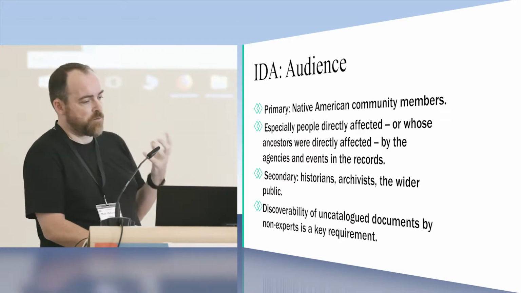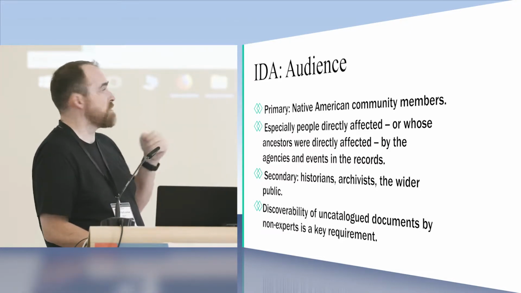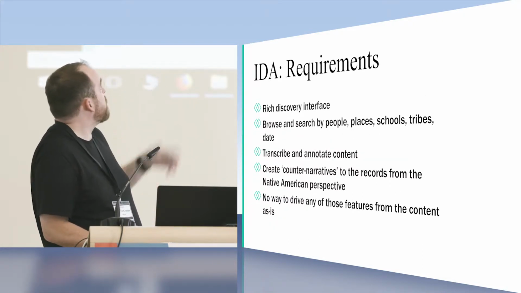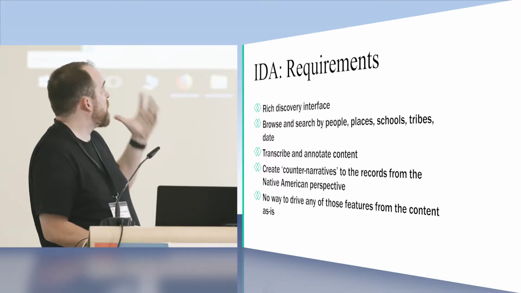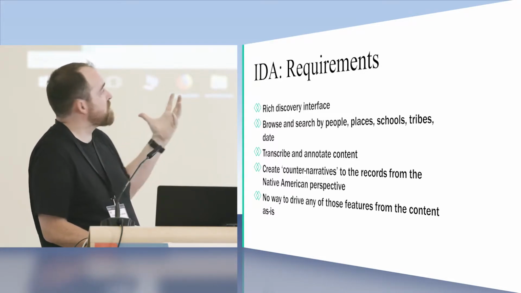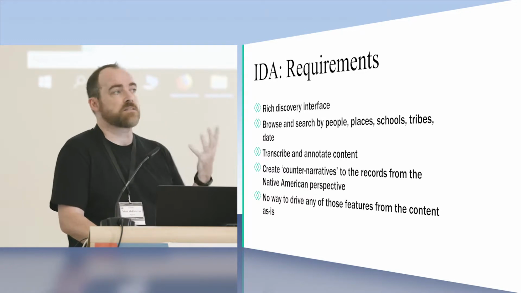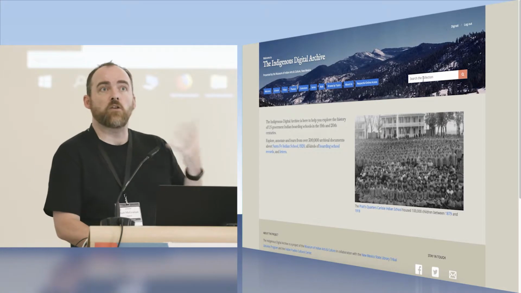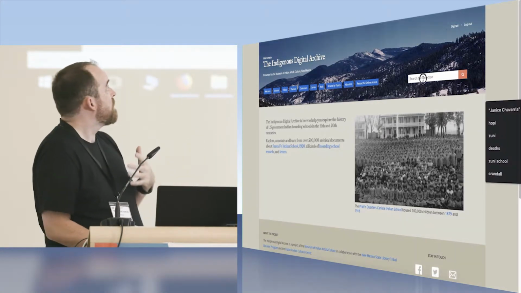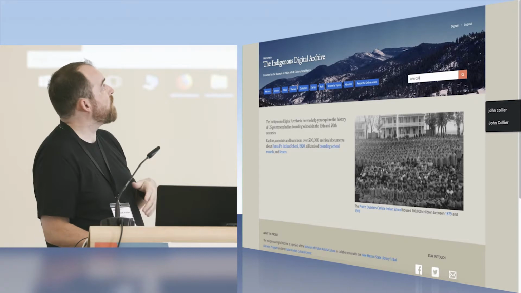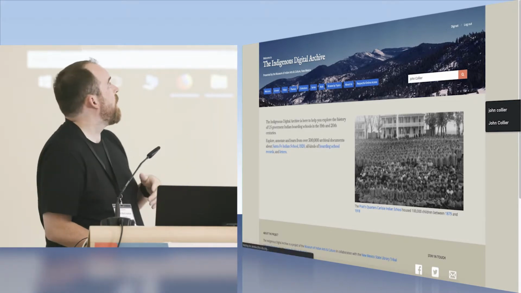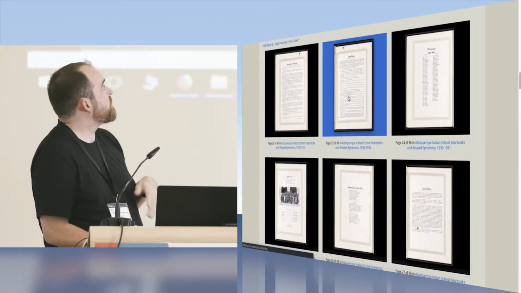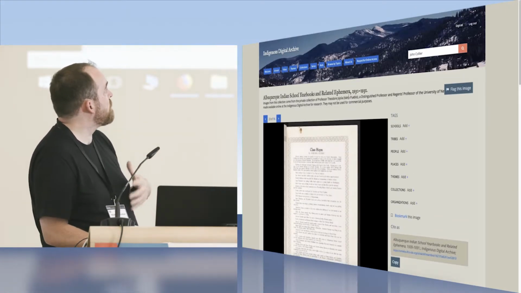The main requirement is that these uncatalogued documents be discoverable by non-experts. We wanted to build a rich discovery interface, allowing people to browse and search by people, places, schools, tribes, and so on, but this data didn't exist. So this is a demo of me doing some tagging on the site to show how this works. I'm searching for someone's name that I happen to know is in the records. This is searching the OCR. And I find a page from a 1930s yearbook from Albuquerque Indian School.